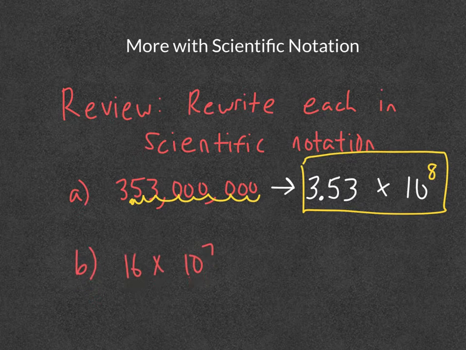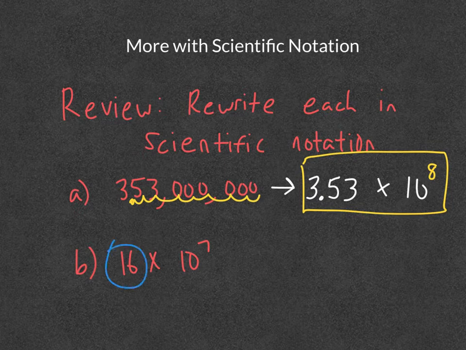And then in another example, how about 16 times 10 to the 7th power? Anybody there thinking that kind of looks like scientific notation? And it kind of does, you're right. But the problem is that this number is not between 1 and 10. So we can't write it as 16 times 10 to the 7th power. It's going to need to be written as 1.6 times 10 to some power.